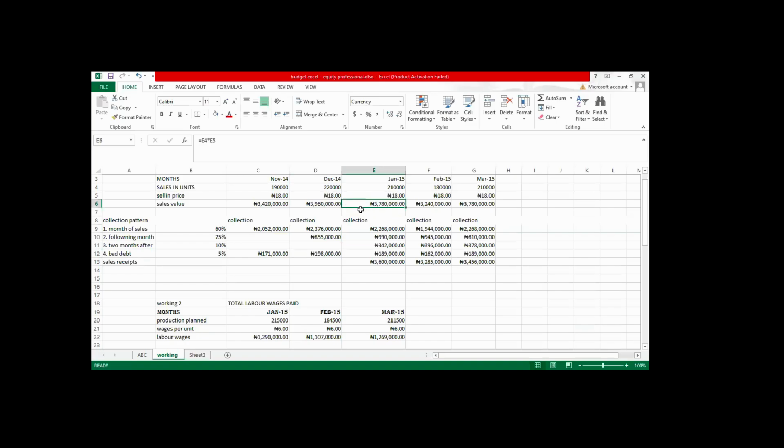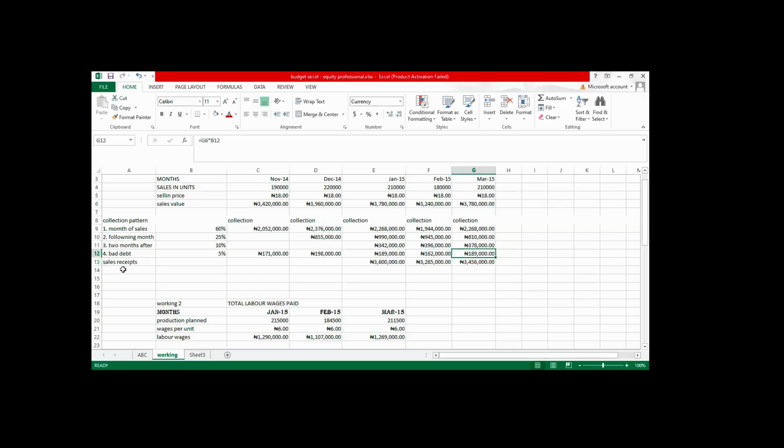January says 5% of this is irrecoverable. Compute. 189,000. February says 5% is irrecoverable. Bad debt to be written off. 162,000. And if you go to the last month, March says 5% is irrecoverable and will be written off. 189,000.